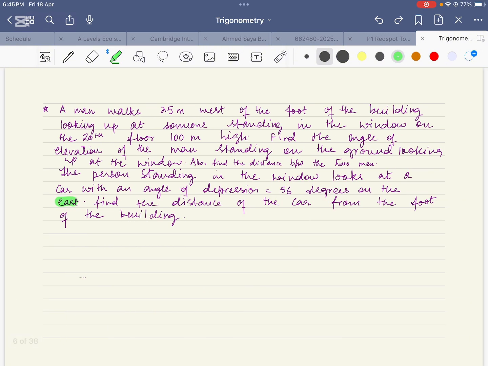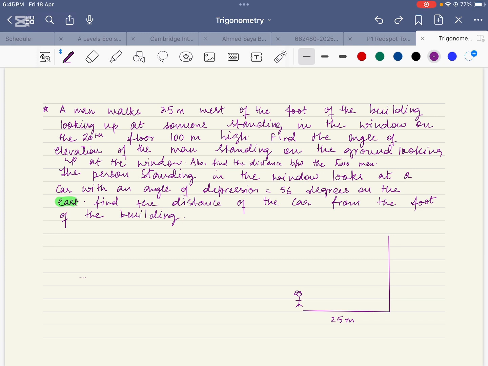So a man walks 25 meters west of the foot of the building. Building is obviously here. West is towards the left. Man walks 25 meters. This is the man. He has curly hair. It's not a girl. 25 meters towards the west of the building. From the foot of the building means he started walking from here, right where there is the foot of the building, the building is planted inside the ground.